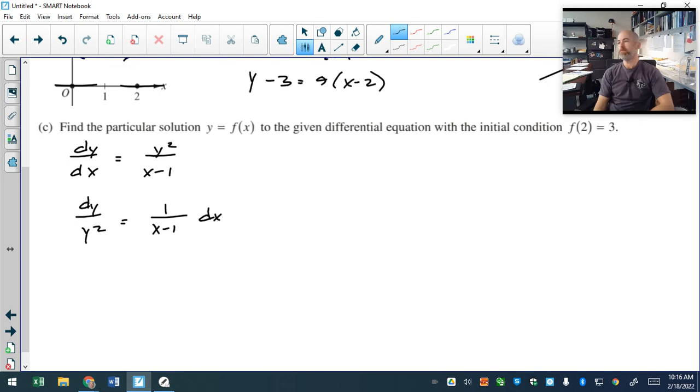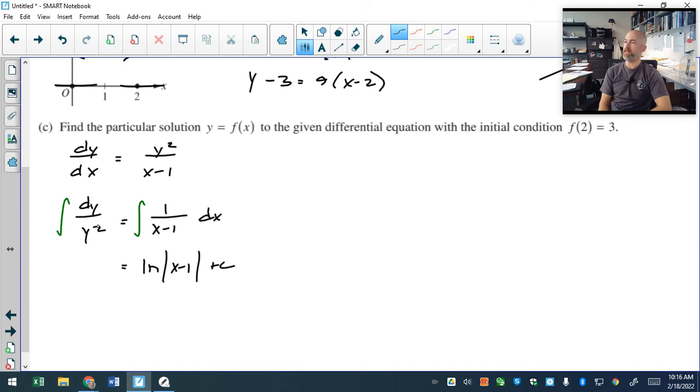Now the antiderivatives. Which side's easier, left or right? I usually like to knock out the easier one first. I think the right's easier, although the left should not be painfully difficult. The right side, the top, is the derivative of the bottom, so natural log of x minus 1.